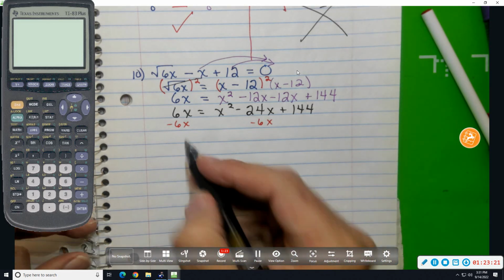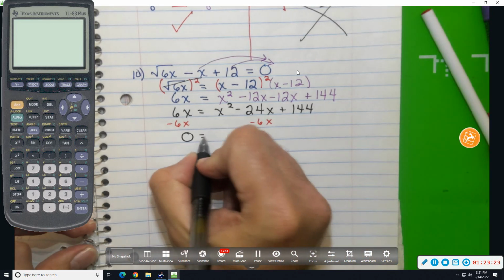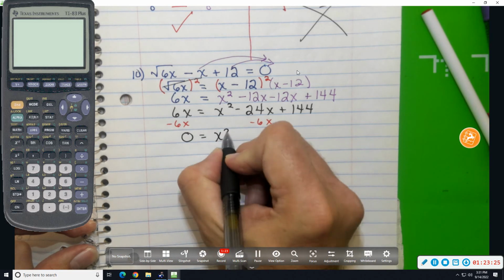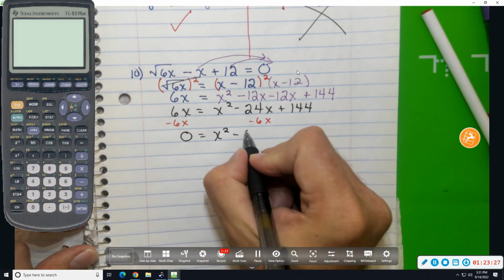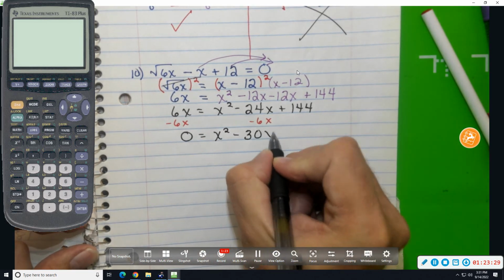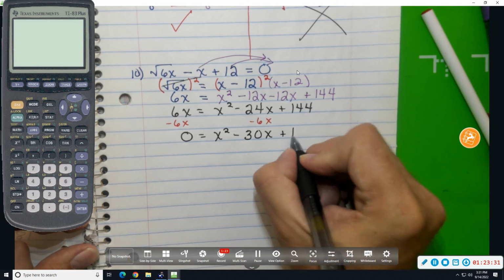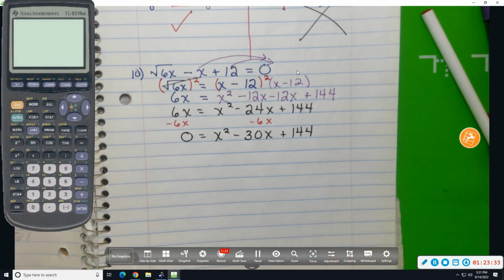So we have 0 equals x squared minus 30x plus 144. You might be tempted to say, I'm going to use the quadratic formula because the numbers are sort of large. That's up to you, but I think I'm going to do this one by factoring.